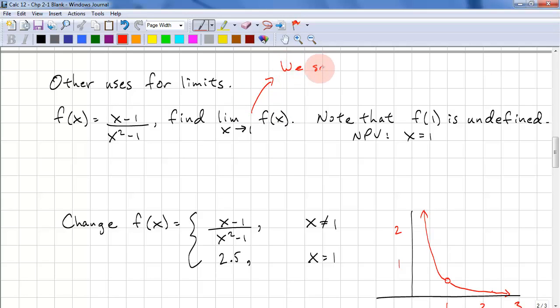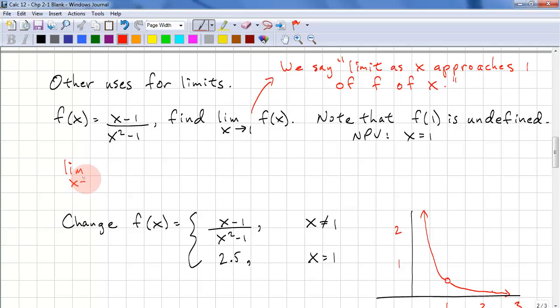We say limit as x approaches 1 of f of x. Let's note that f of 1 is undefined because if we put 1 in the denominator, we get 0. So let's evaluate this limit.